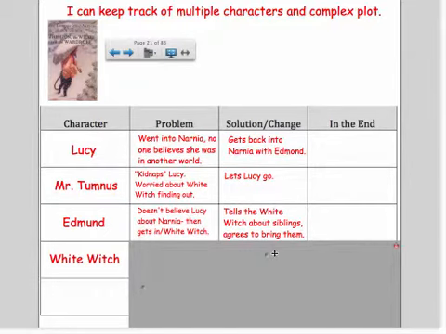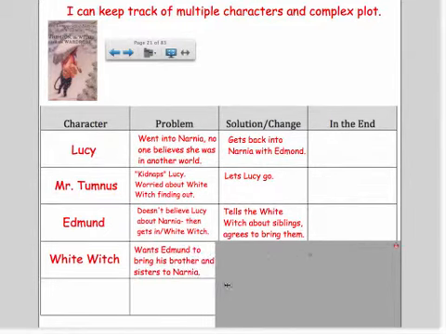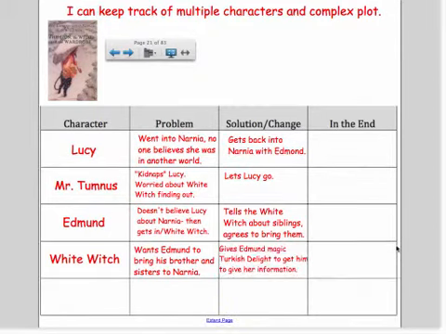So looking at the White Witch, her problem right now is that she wants Edmund to bring his brother and his sisters to Narnia. And the solution or change that I see going through is that she's done something about this and she's given him the magical Turkish delight, that treat, to get him to give her information about his brother and sisters and to agree to take them back. So she's kind of on her way to the solution, but in the end we're not sure whether she's gotten what she wants or not. So we have time to fill this in.